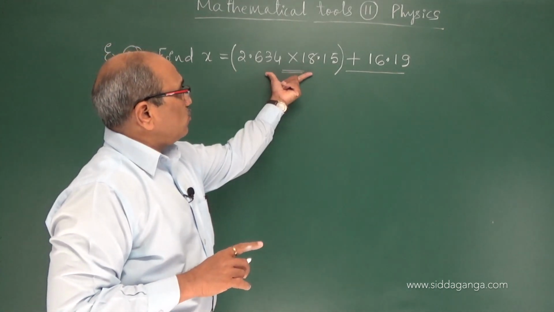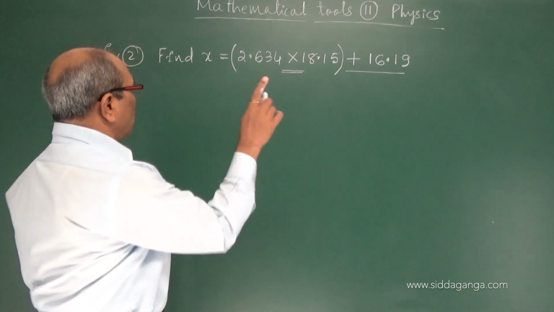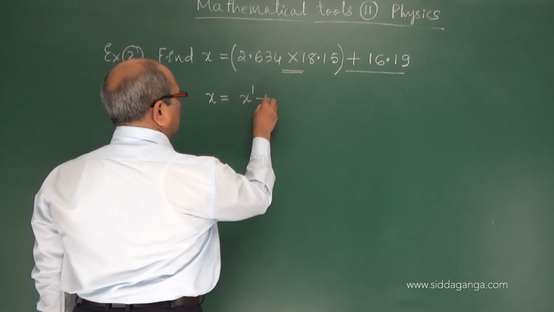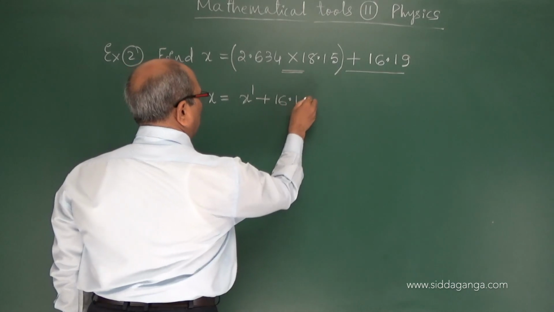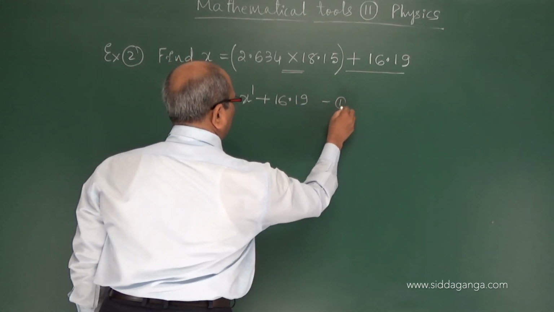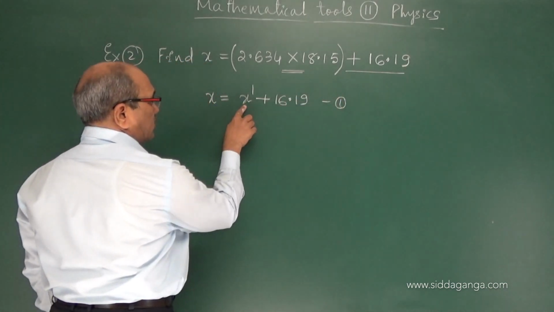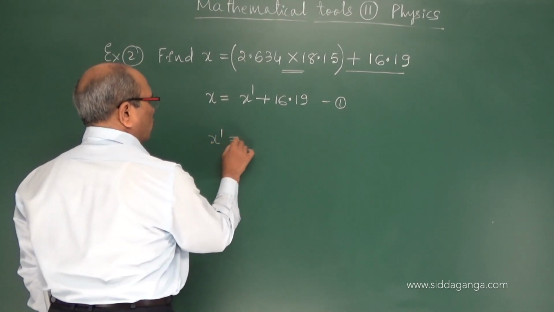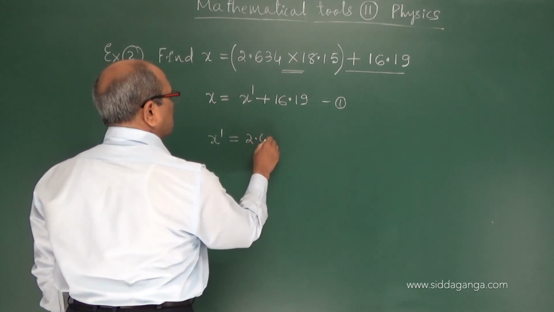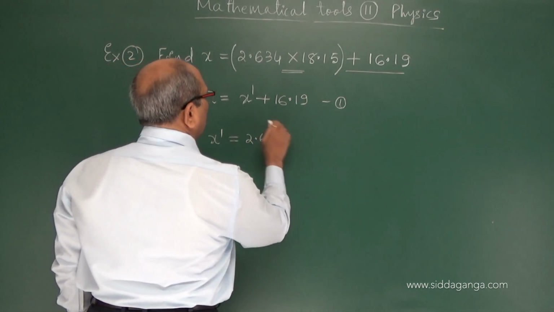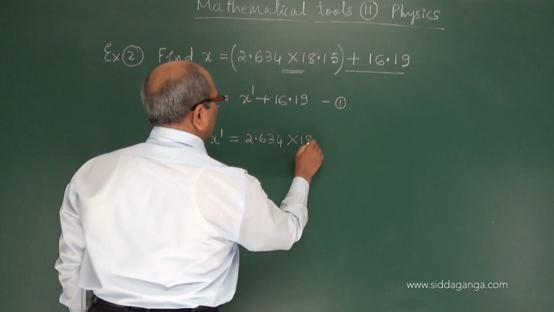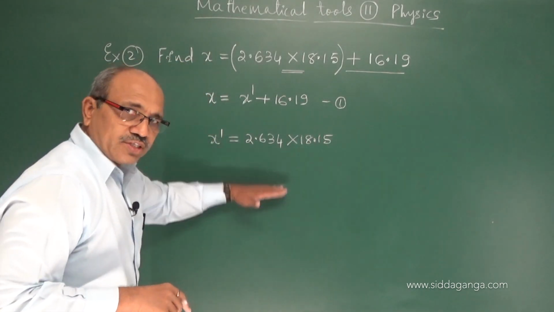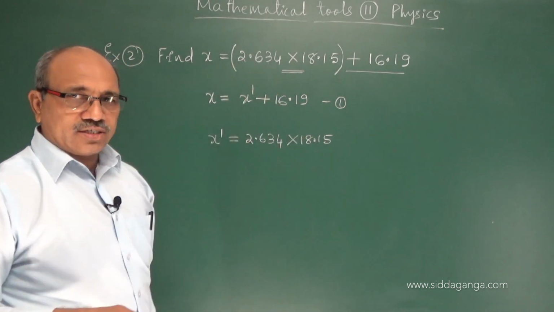Only first we have to get this. I write the answer as x is equal to x dash plus 16.19, taking 16.19 as it is. I have to find x dash. X dash is equal to 2.634 into 18.15. Only first I have to simplify this and then I can go to the addition.